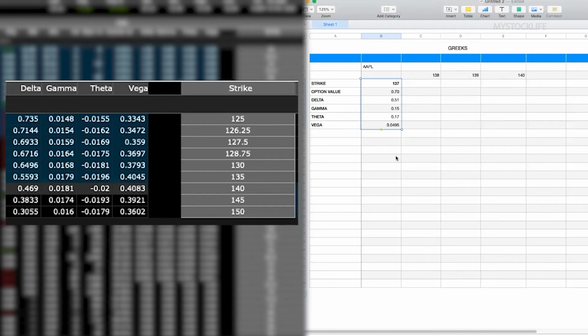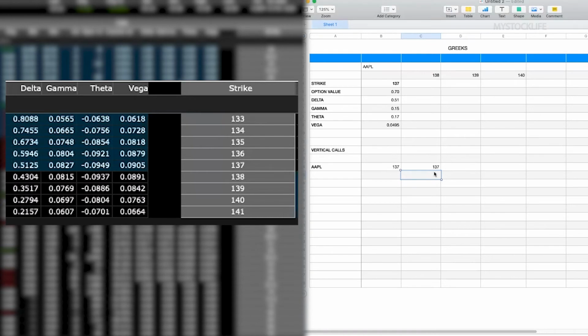Now let's look at vertical calls, how vertical calls work with the Greeks. Let's say Apple, I buy the 137 call. Now in vertical calls, you buy one call, you sell one call. So for example, let's do 9 July, a different date. So for July 2nd, I end up doing 137 and then 138. Now I'm doing a call spread here to limit my risk and make some extra money on it. So let's say, for example, I buy the 137 call.